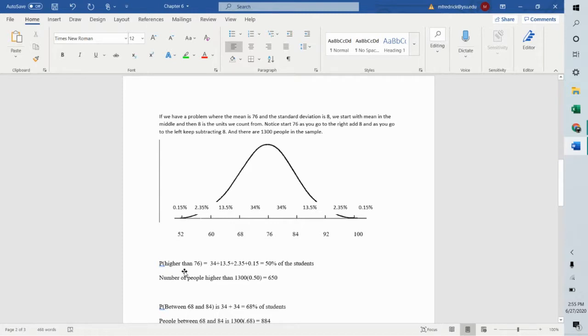This question says the probability higher than 76. So you find 76. We want higher than all of these, so we would add up these percents. And when you add those percents, you get 50% of the students. Now in the example, some of them ask for percent, some ask how many. If they ask how many, there were 1,300 people in the sample. So you take the number of people, 1,300, and multiply by the percent that you just found. So 650.